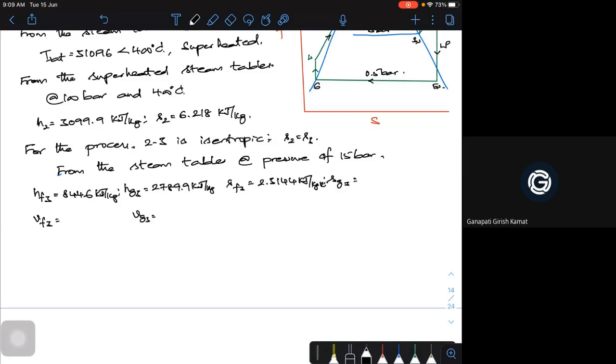What is SG3? 6.4406 kilojoules per kg K. What is VF3? 0.001154 meter cube per kg. Then what is VG3? 0.13167 meter cube per kg.